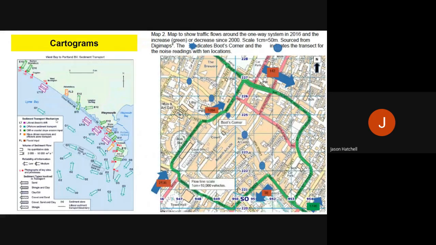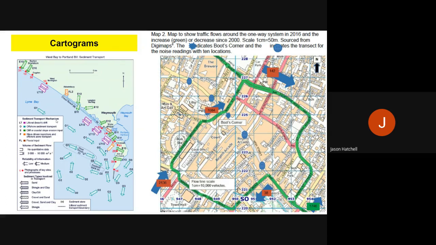Moving on to cartographs and cartograms. Now, these are graphs that are represented on a map, or they are data represented on a map. So we can see the first one on the left-hand side here is sediment transportation. And this student has measured how sediment moves with the tides and waves along the coast at Weymouth.